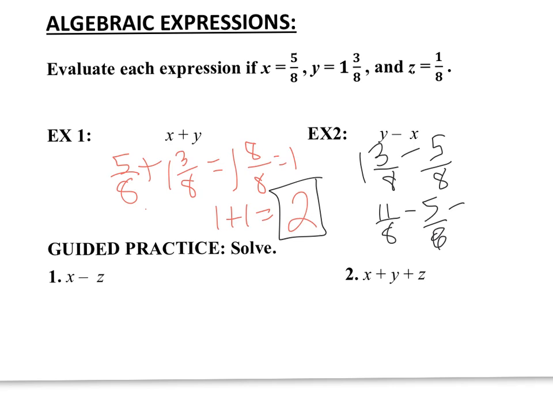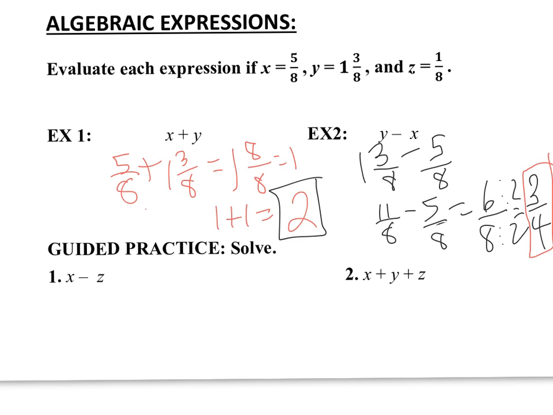Now I can subtract the 11 minus 5, and 11 minus 5 is simply 6 over 8. And that can be reduced by dividing by 2, top and bottom, and I end up with 3 over 4. So 3/4 is my final answer.